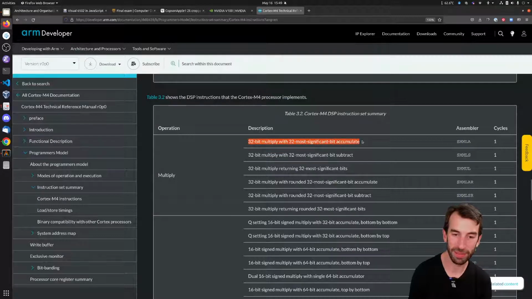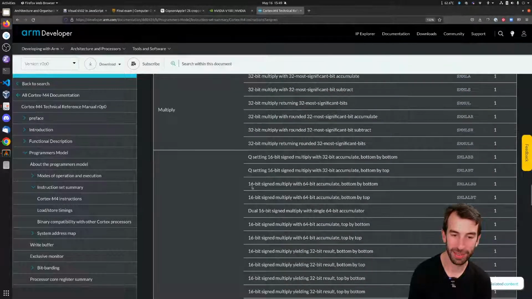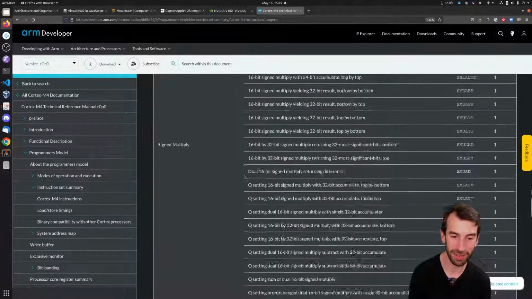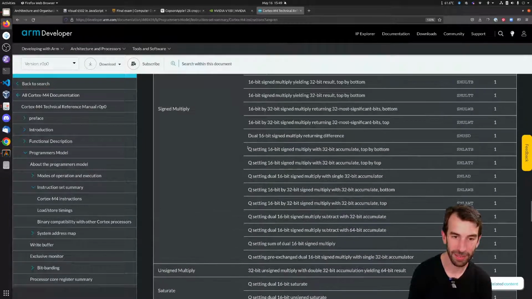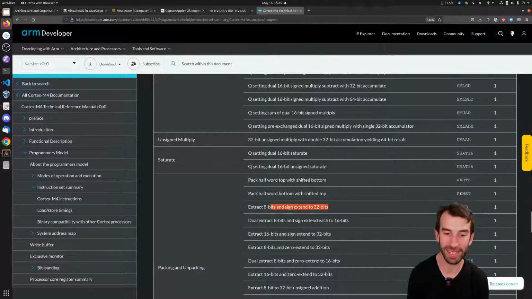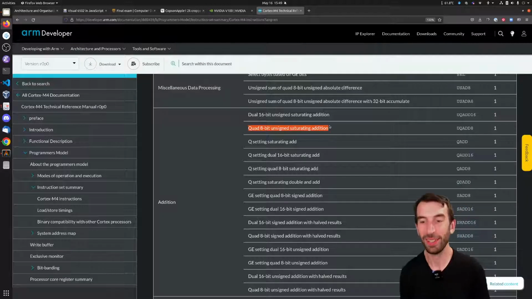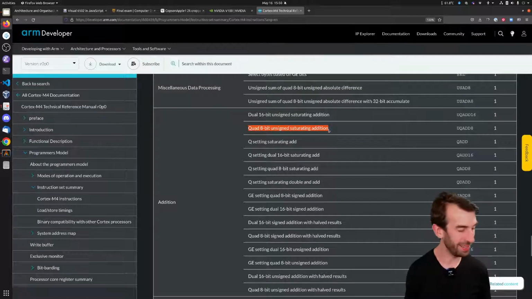32-bit multiply, 16-bit signed multiply with single accumulator, dual 16-bit signed multiply returning difference, all these weird things, extract 8 bits and sign extend to 32 bits, pack and unpack, quad 8-bit unsigned saturating addition, UQADD8.